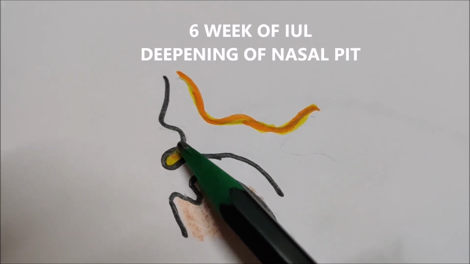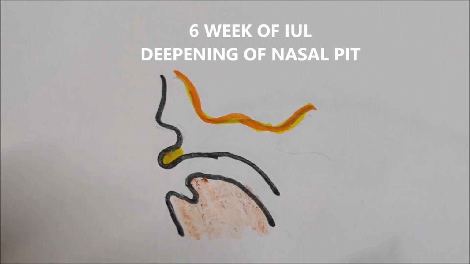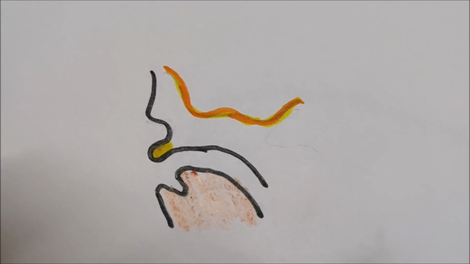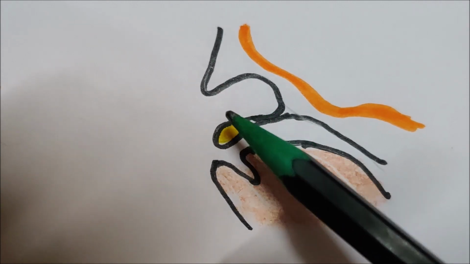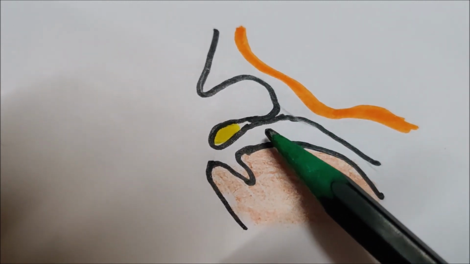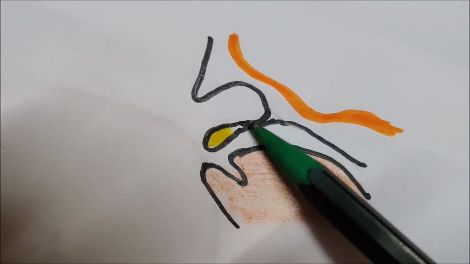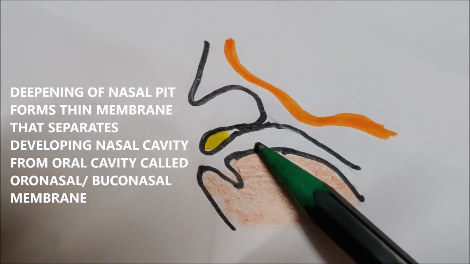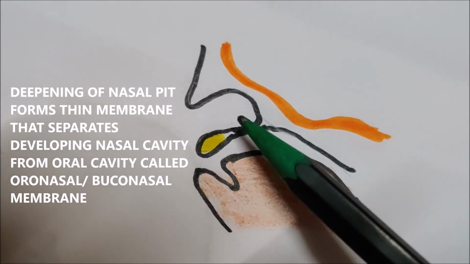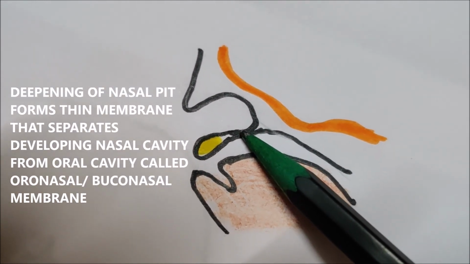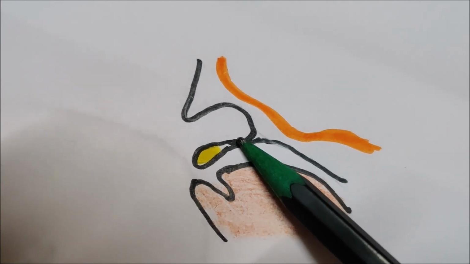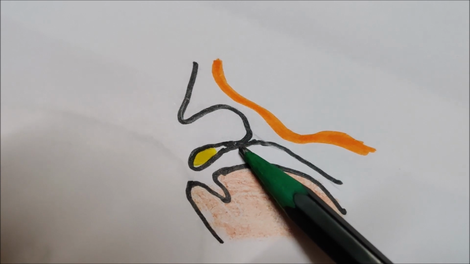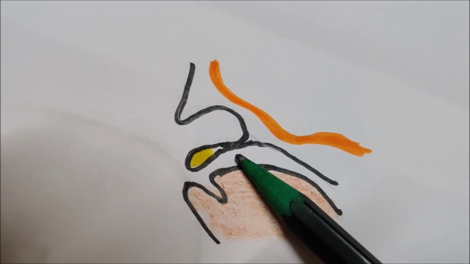This nasal pit starts deepening around the 6th week of intrauterine life. When the nasal pit deepens, a thin membrane is formed between the oral cavity and the nasal cavity, which is known as the oronasal membrane. This membrane later on breaks up, and there is continuity of the nasal cavity with the oral cavity.